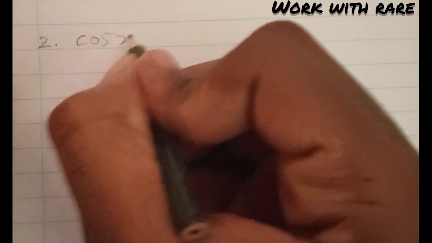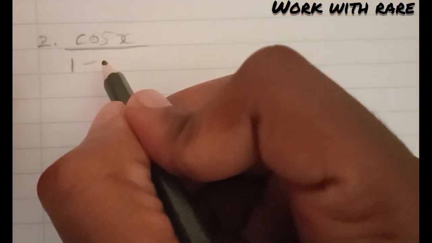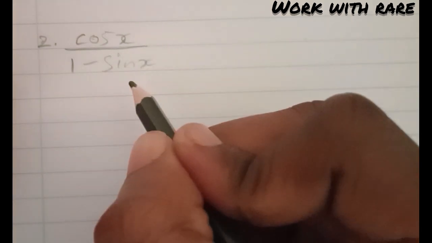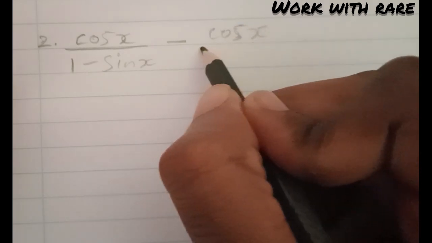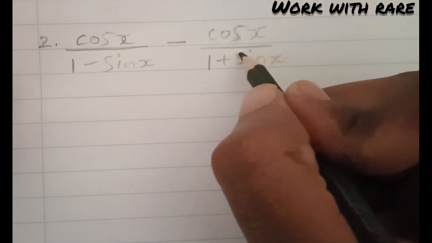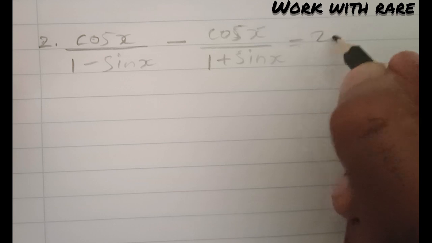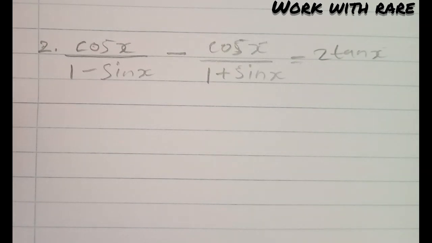Number two says, let me write it here. We are given cos x over 1 minus sin x, minus cos x over 1 plus sin x, is equal to 2 tan x.